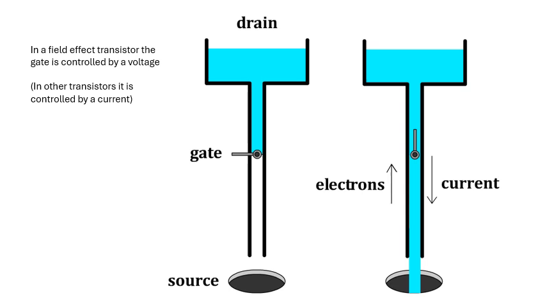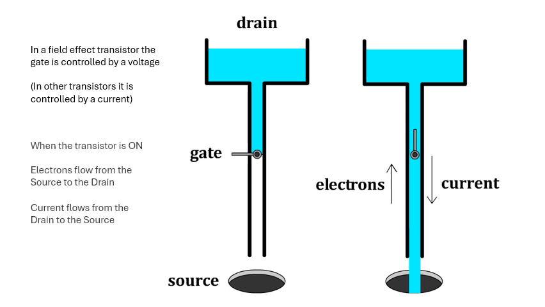That seems a little weird, but if you think about it, when a current is flowing, electrons are flowing from the source to the drain. Very strange, but anyway, we have the drain and the source, and the current is controlled by a gate. If the gate is open, then current flows from the drain to the source. When the transistor is on, electrons flow from the source to the drain, current flows from the drain to the source.